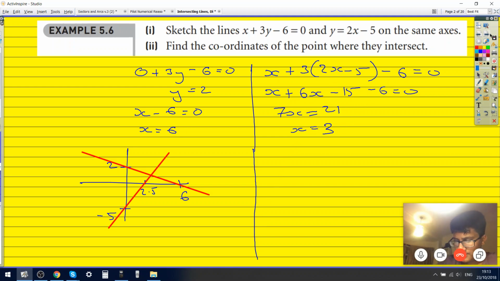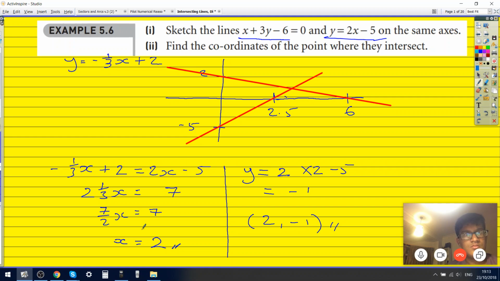I think that's different. So maybe in the rearranging of the other one, there's a minus sign, because it looks like it should be a positive x and positive y from the sketch. So here's 6. So minus a third x. I'm not sure. I'll better make sure.